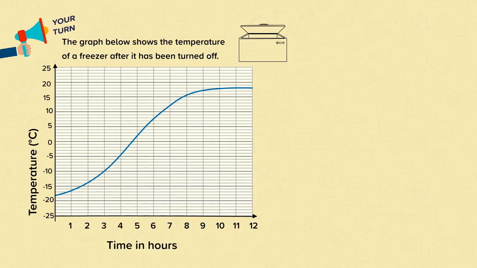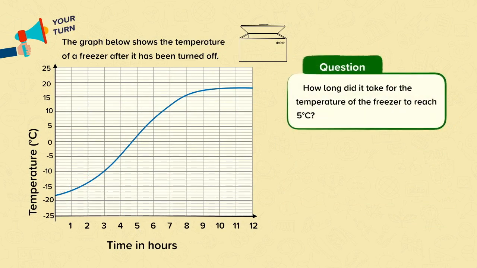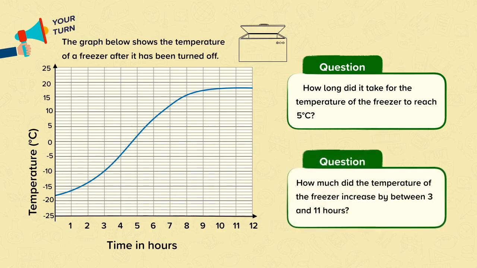Now it's your turn. The graph below shows the temperature of a freezer after it has been turned off. How long did it take for the temperature of the freezer to reach 5 degrees C? And how much did the temperature of the freezer increase by between 3 and 11 hours?